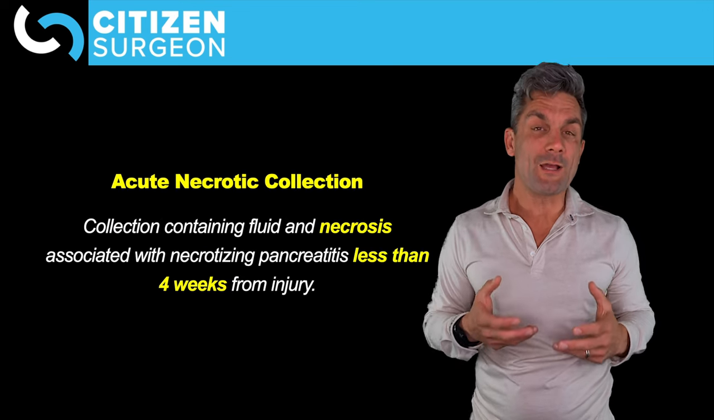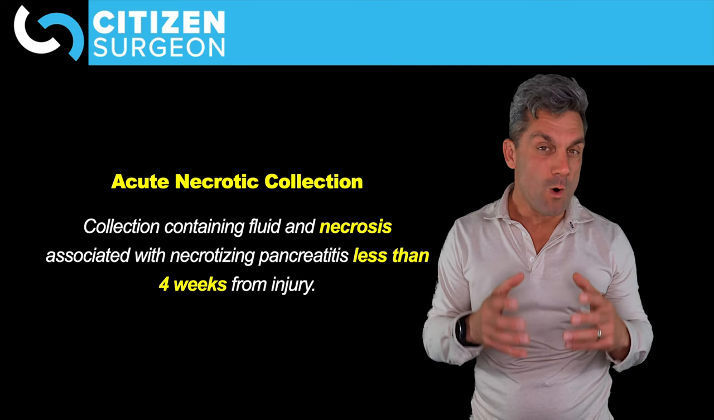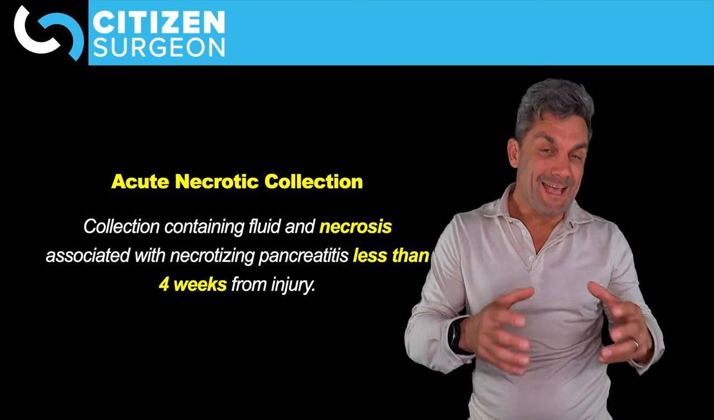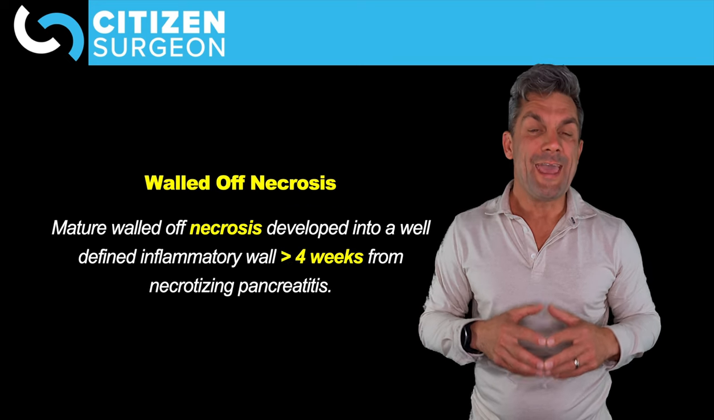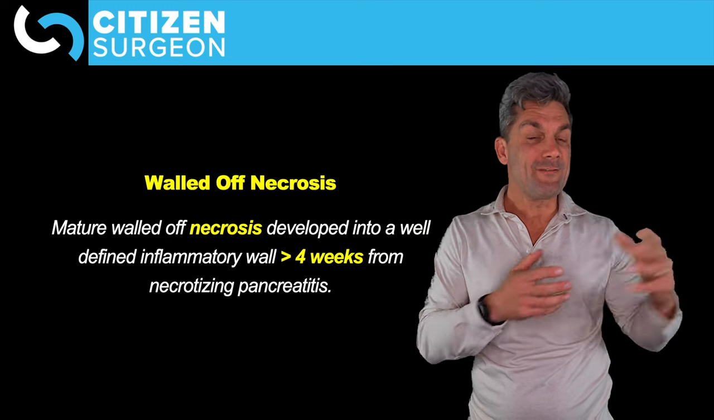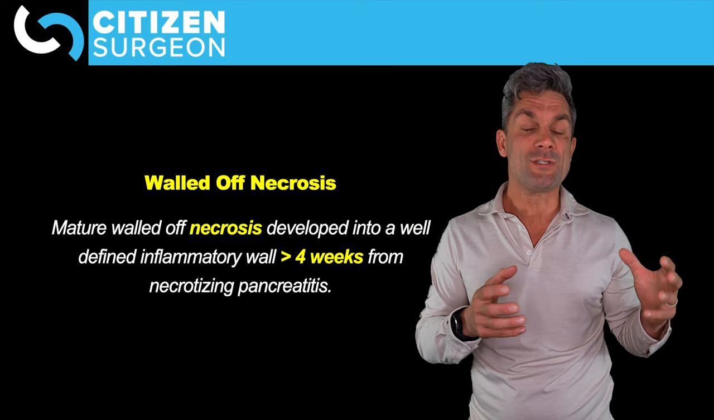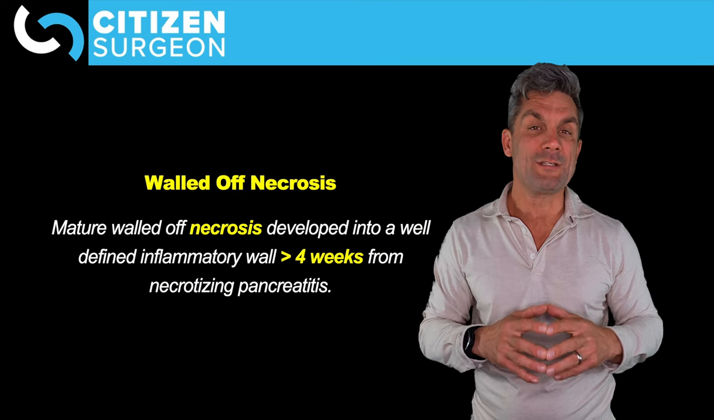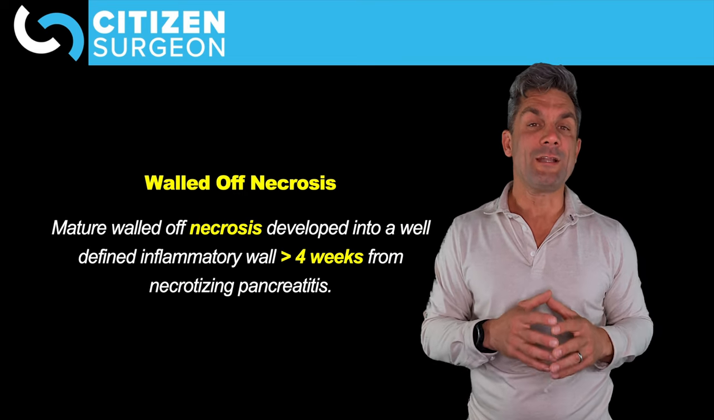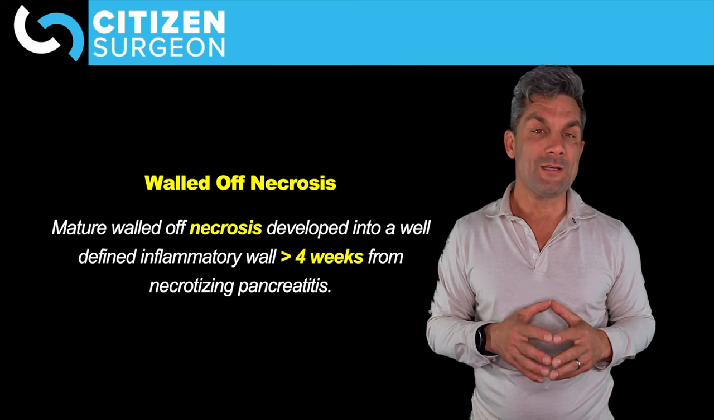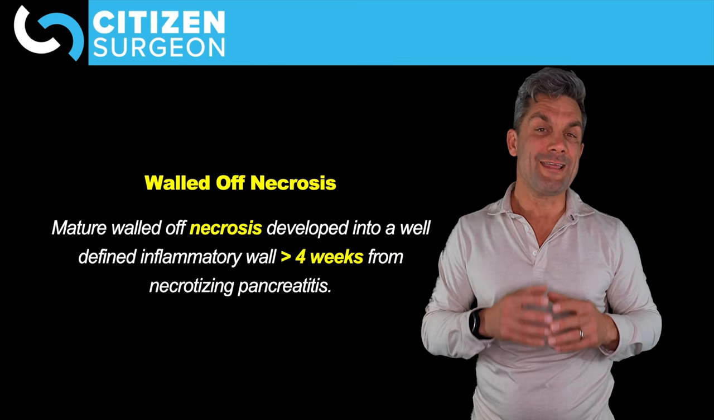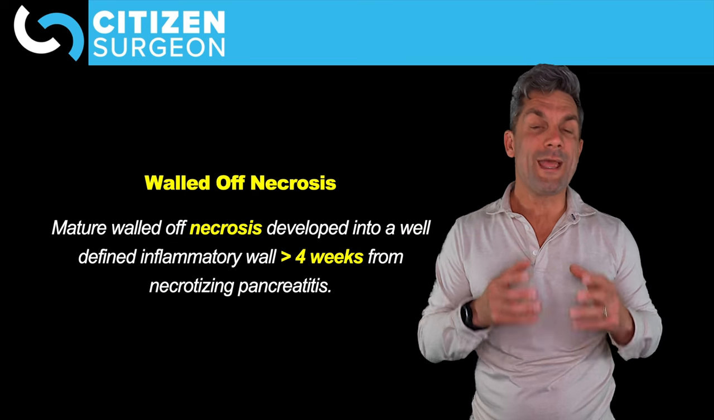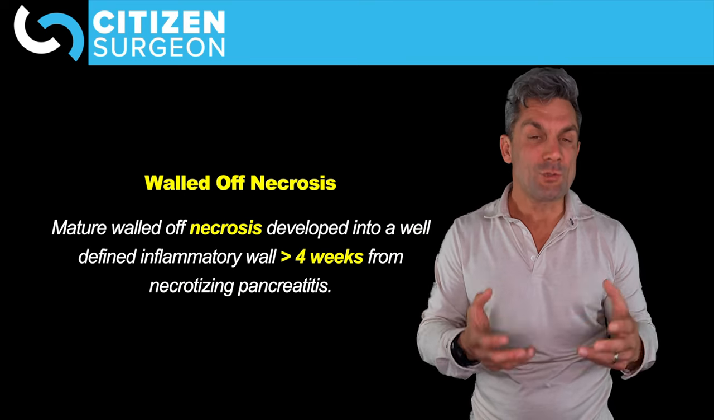Well, an acute necrotic collection is if we have a walled off collection of fluid and necrotic pancreas less than 4 weeks from the diagnosis, and walled off necrosis is kind of parallel to a pseudocyst. So this is if we have fluid and necrotic pancreatic tissue that's walled off and that's diagnosed greater than 4 weeks from the time of diagnosis.